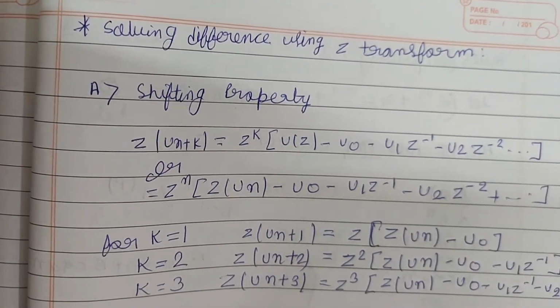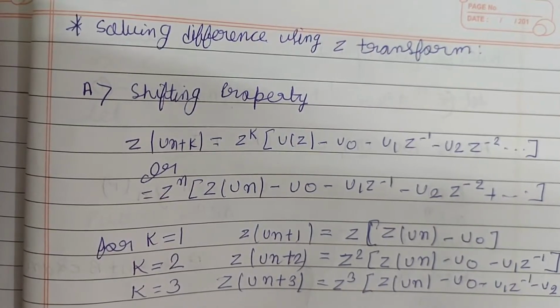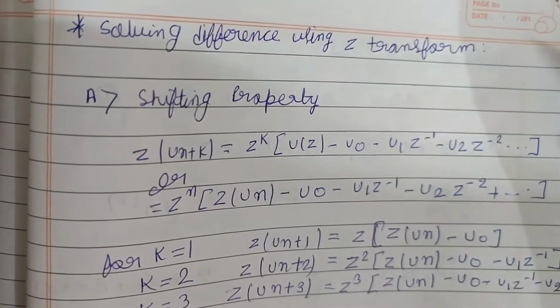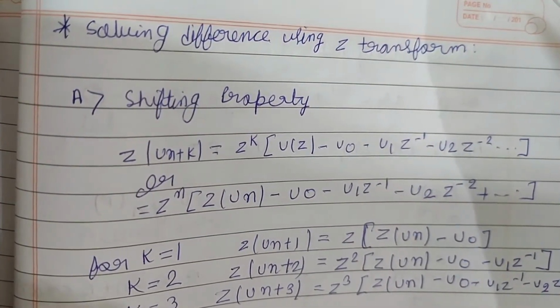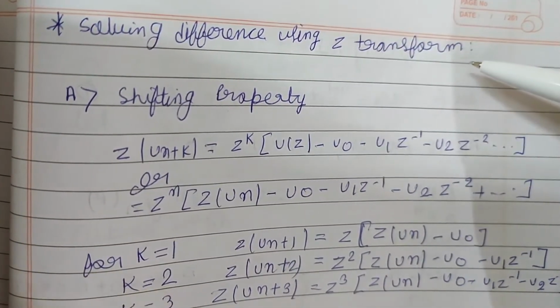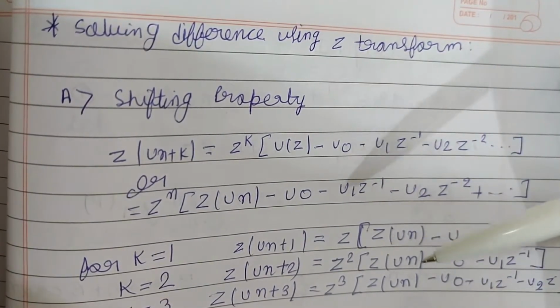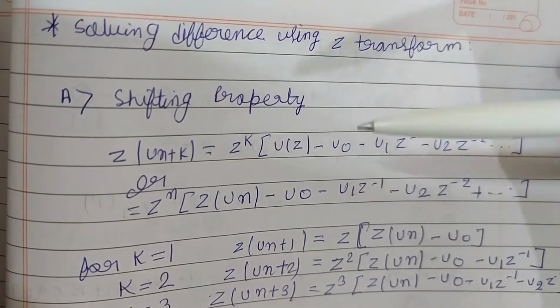I'll tell you how to solve a difference equation using Z transform. You have seen how to do it by finding the CF and PI. In this, I'll show you how to find it by Z transform. There are some steps to be followed, and I'll show you an example, so it will get clear.